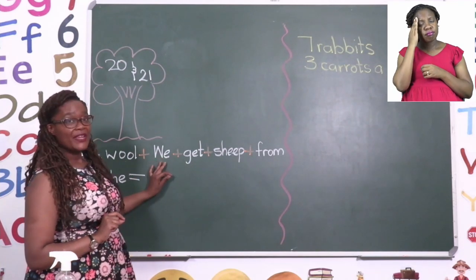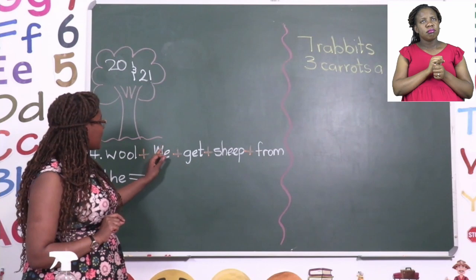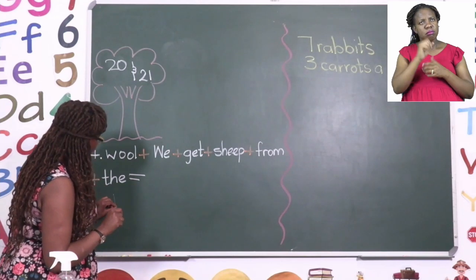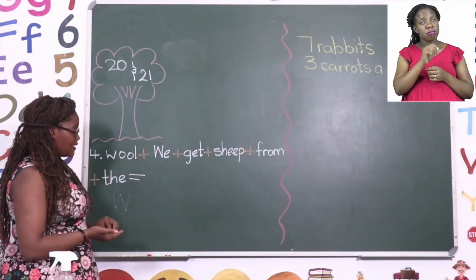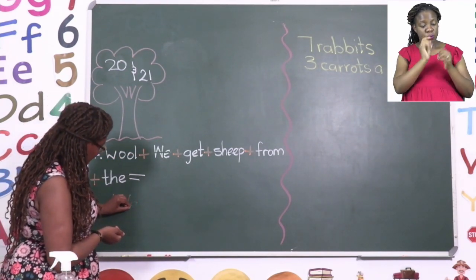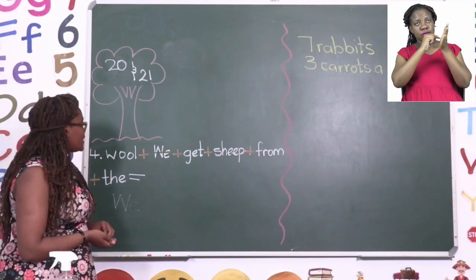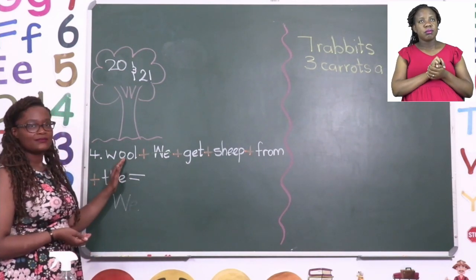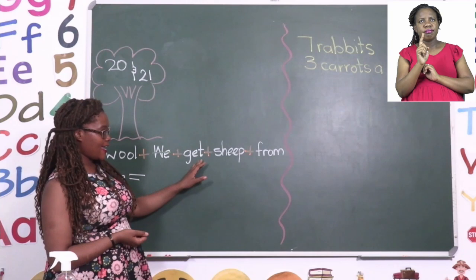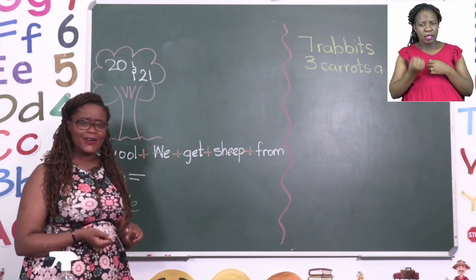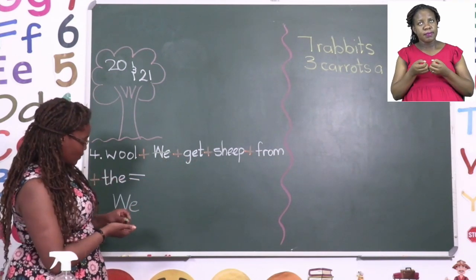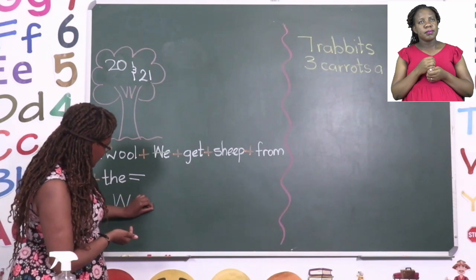We have the word we, and the word we has a capital letter W. So now we say we. That is the first part of our sentence. We're going to go ahead and cancel it so that we don't try and write it again. The next one is probably we wool. No, that doesn't sound right. We get. That sounds okay. So we're going to say we get. That is the next word that we're going to write for our sentence.